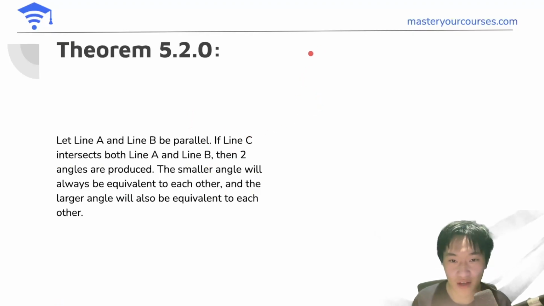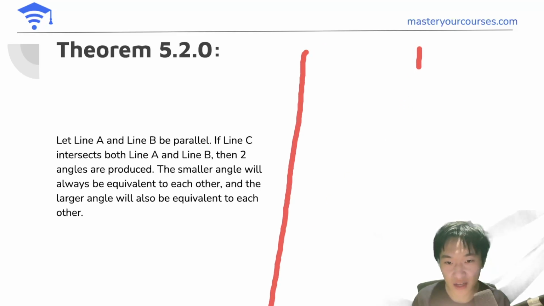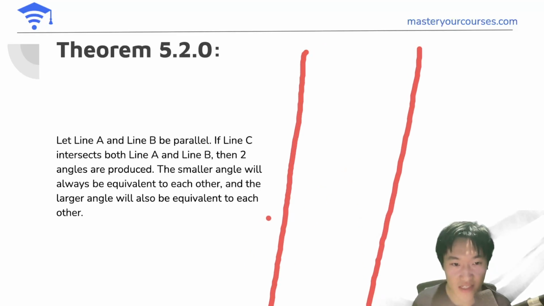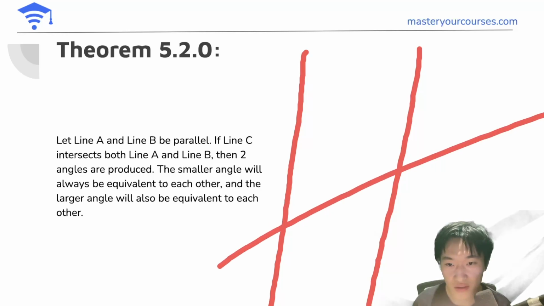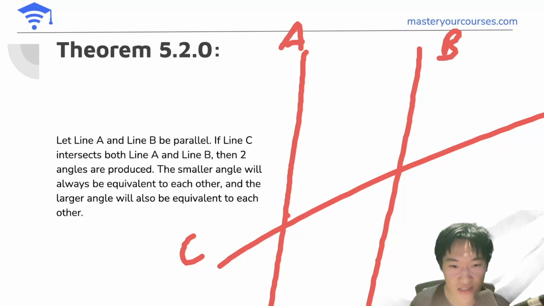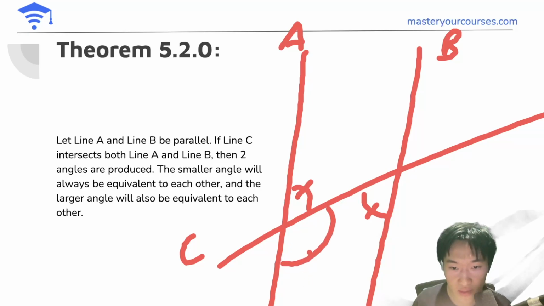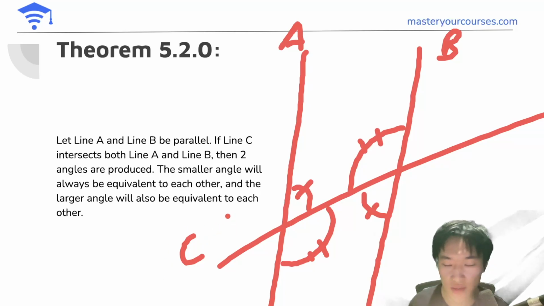So, let line A and B be parallel. Say we have a straight line here, another line here, parallel to each other. If line C intersects both line A and B, that's line C right here. So this is C, this is A, and this is B. Now what we're saying is that this angle is actually equal to this angle. And this larger angle over here, the obtuse one, is equal to this angle created over here. This is an important thing to note because we're going to be using this in proving stuff about triangles later.